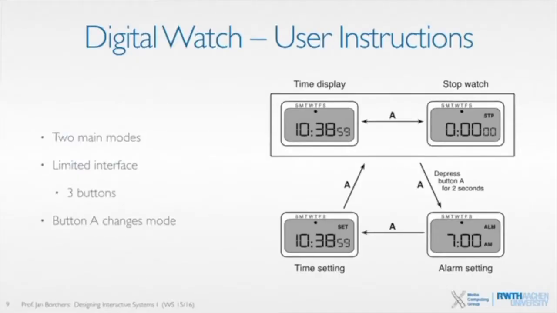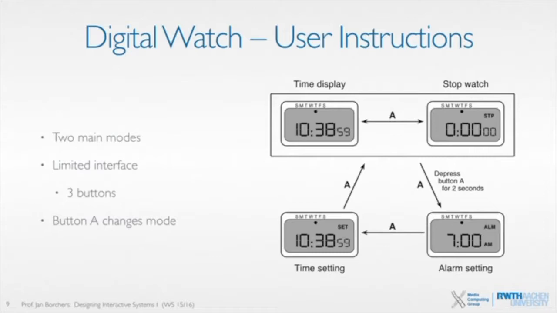Yeah? In order to go back to the alarm setting, you have to make a circle around time setting, time display, stopwatch, and again alarm setting. So it seems that if we are in here, if we want to go back here, we need to go through this circle. Now, that may be intentional. It may be a little awkward.